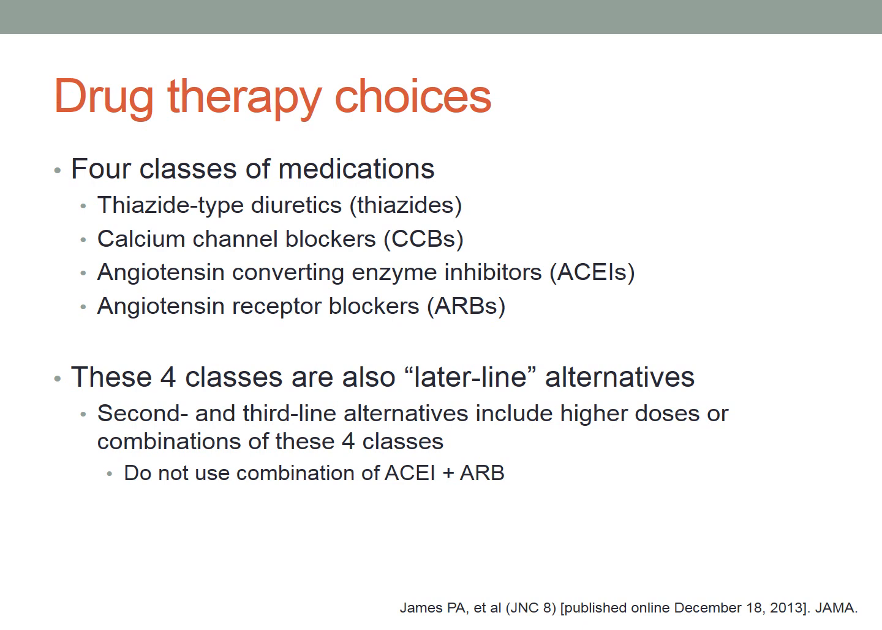In talking about later line alternatives, it's also from these 4 classes of medications that we use as a second or third agent. A lot of patients will need more than one blood pressure agent to get their blood pressure within goal. So when you're thinking of adding a second or a third line agent, the guidelines recommend that you choose also from one of these 4 classes of medication.